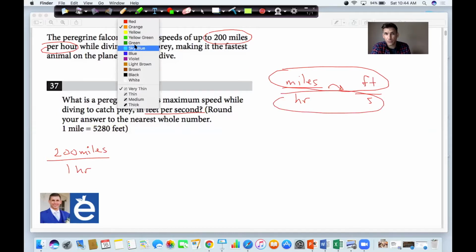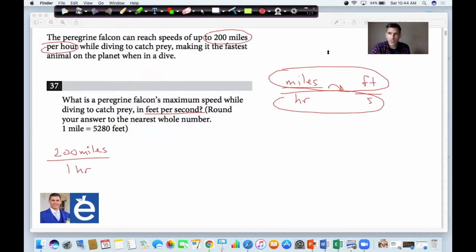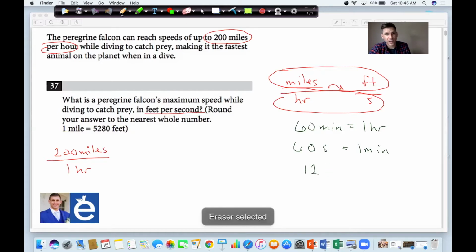I will tell you that the SAT will expect you to know time. The SAT is going to expect you to know 60 minutes equals 1 hour, and they're going to expect you to know that 60 seconds equals 1 minute. That is the only conversion unit of, well, to be fair, one more: 12 inches is going to equal 1 foot. So the only other one that they will expect you to know is 12 inches equals 1 foot. These are the three that they will take for granted that you know, and you know well. All right, so now we have miles per hour, and I want to convert this to feet per second.